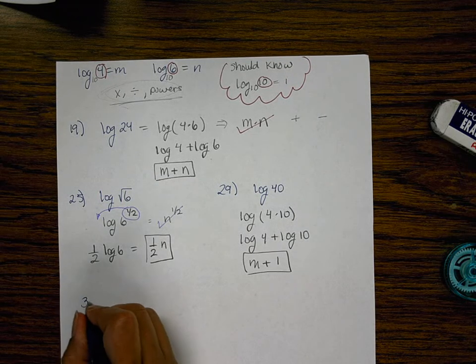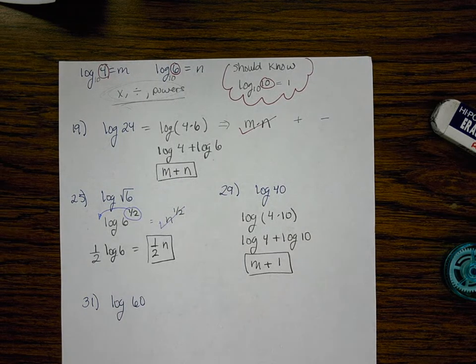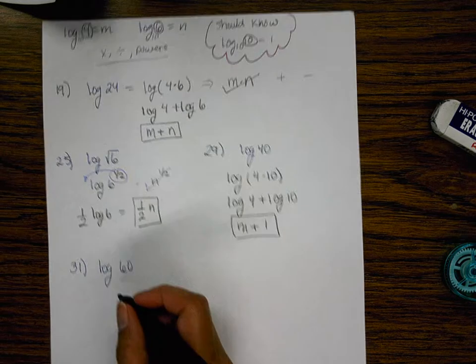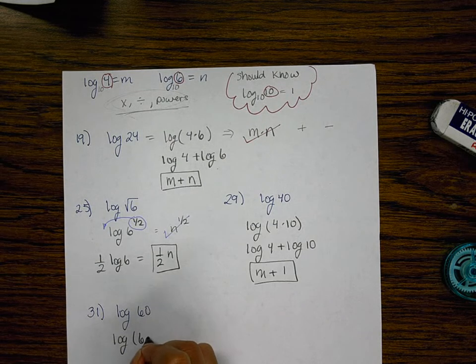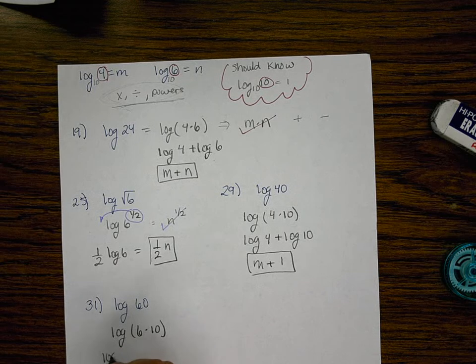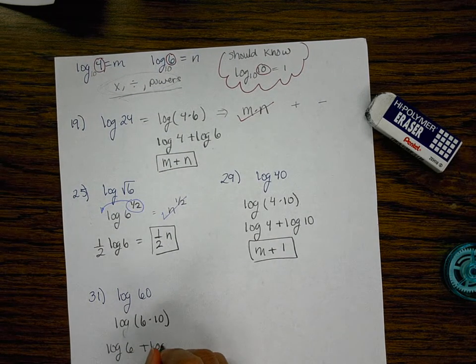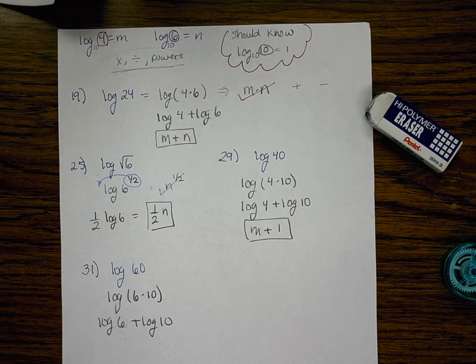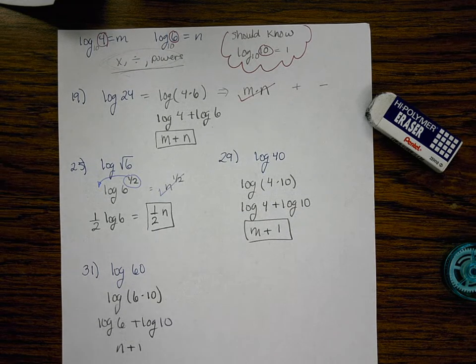Okay, 31 is very similar. It is log of 60. And again, 4 and or 6 and or 10. I'm going to use 6 and 10. Log of 6 times 10. Now if I plug in my m or 1 at this time, I've made a mistake because I've not yet used my log laws. Pull it apart. Log of 6 plus log of 10. And log of 6 is n, plus log of 10 is 1, n plus 1.